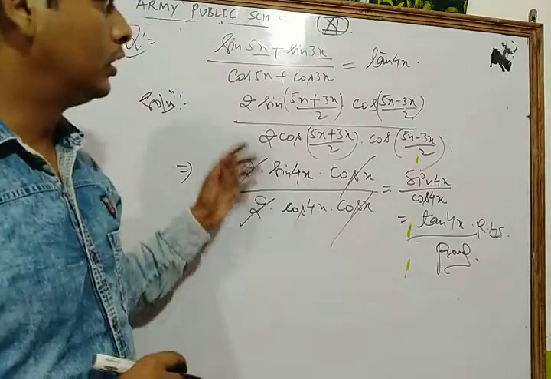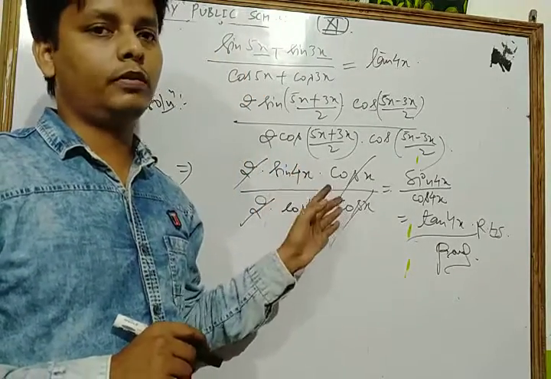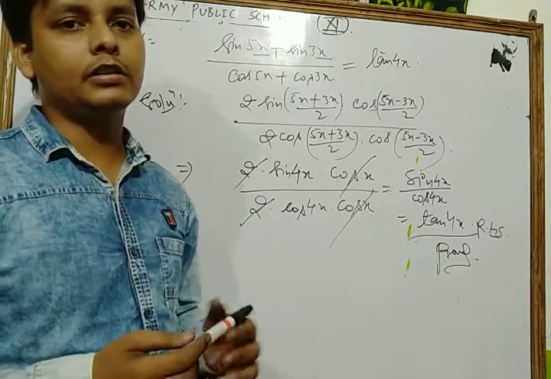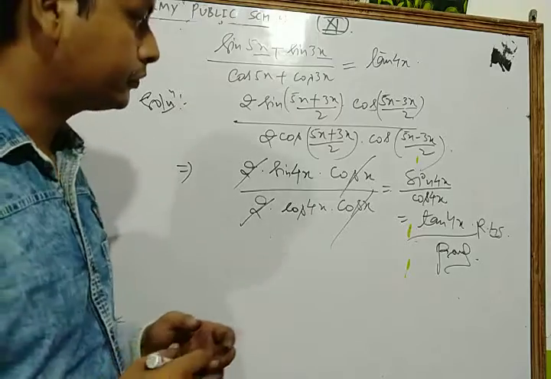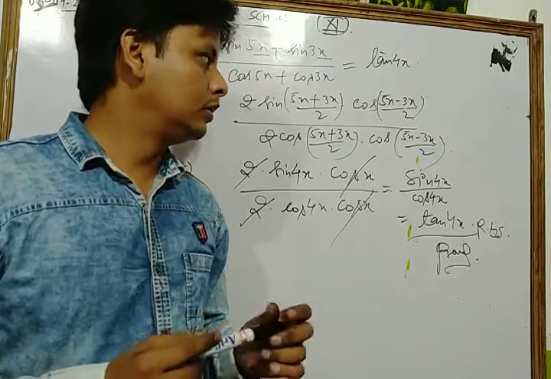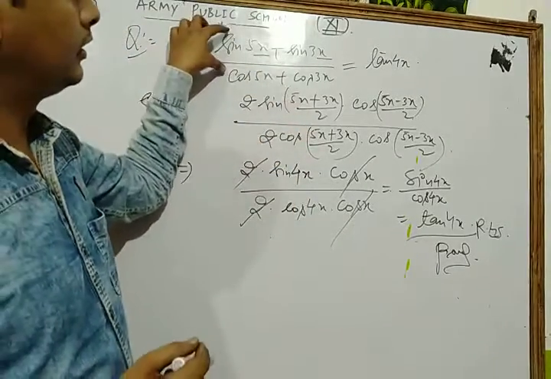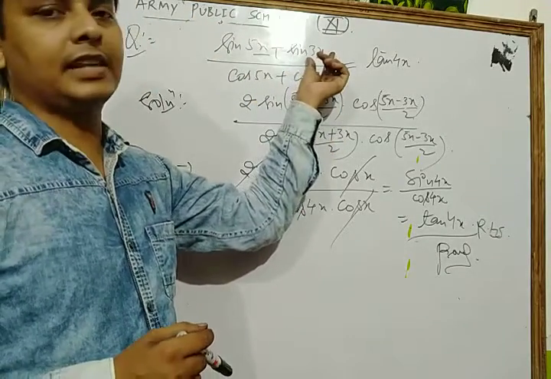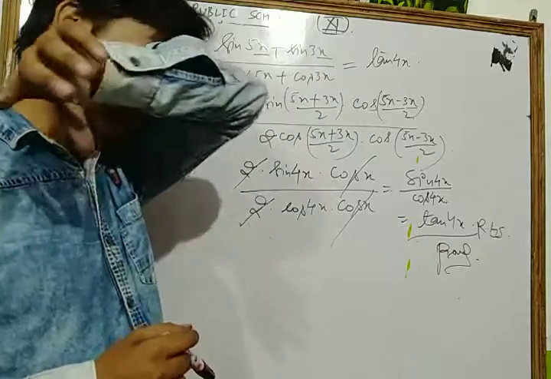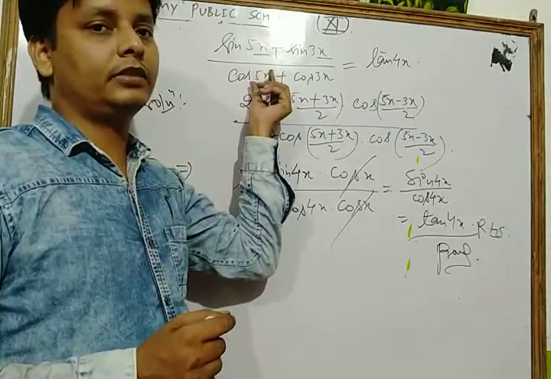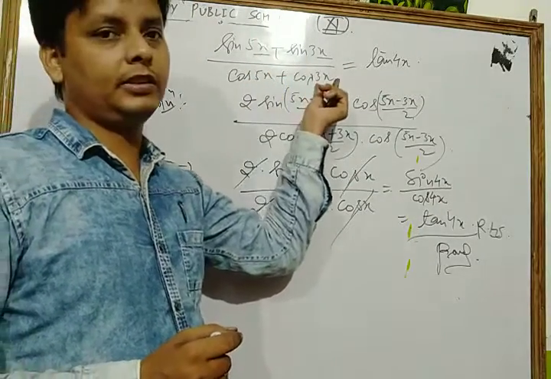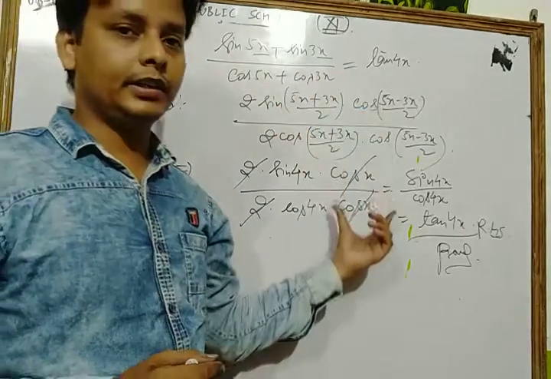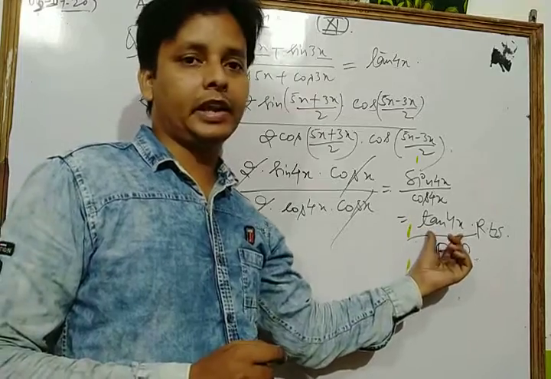So dear students, you solve all the questions of your NCERT exercise based on these identities. Okay, let's see once more. Here in the numerator we apply the formula sin c plus sin d. In the denominator we apply the formula cos c plus cos d. Okay, and after solving it we get our result as tan 4x.